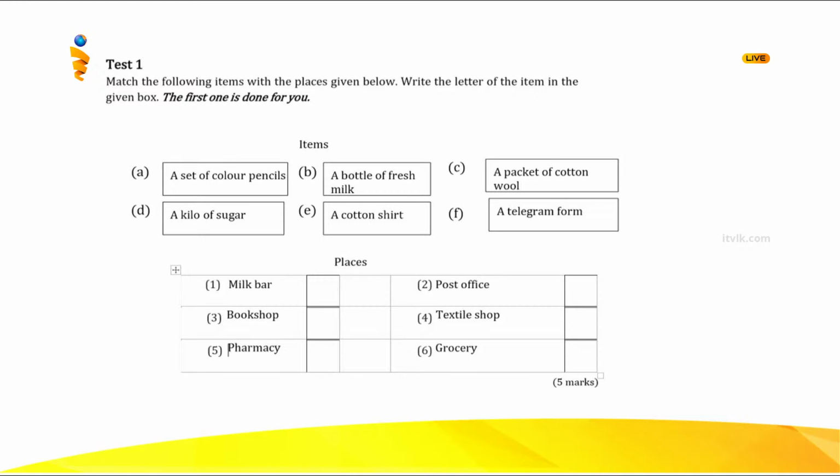Now let's look at the question and the answers. A set of color pencils. Color pencils. From where can you buy color pencils? Now the next one, milk. The word milk is there, and in the answers also the word milk is there. So it is easy for you to guess the answer.